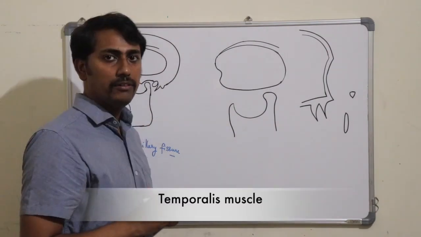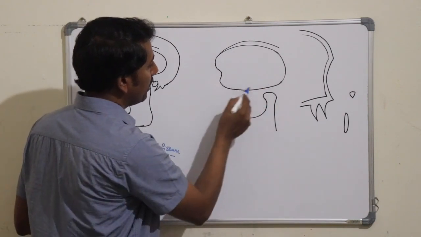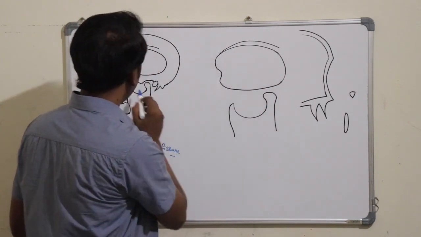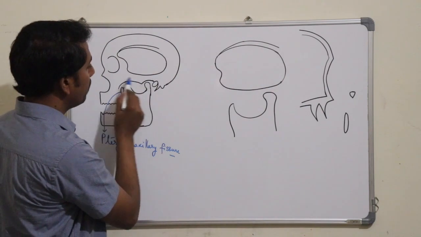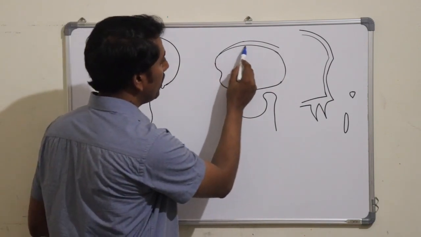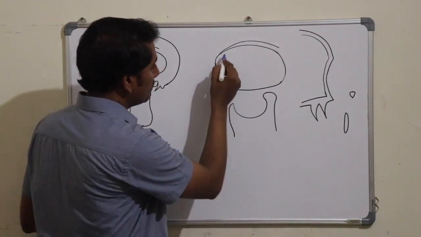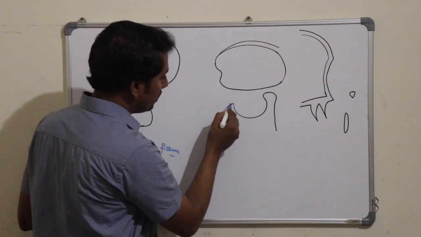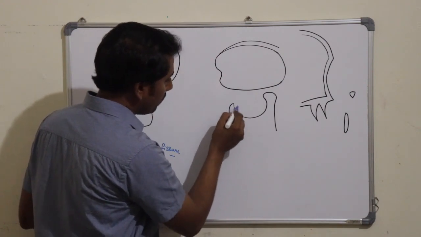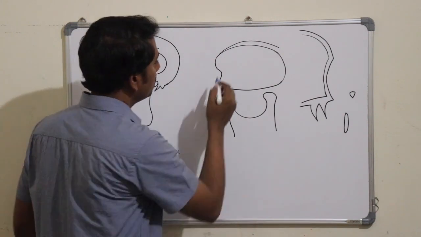The temporalis muscle, which is a pan-shaped muscle, takes origin from the whole of the temporal fossa, which is located just above the zygomatic arch, including this inferior temporal line, and gets inserted into this coronoid process of the mandible. Let us draw the temporalis muscle here.